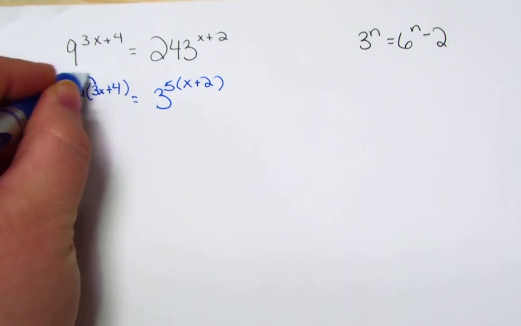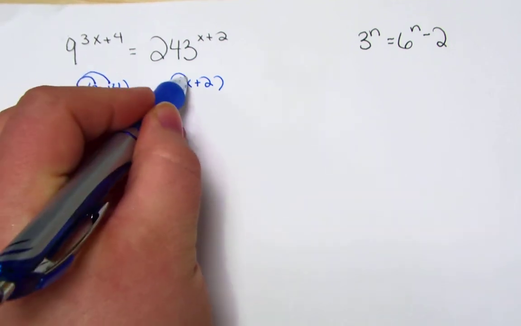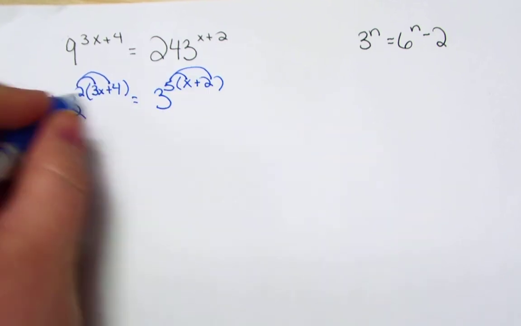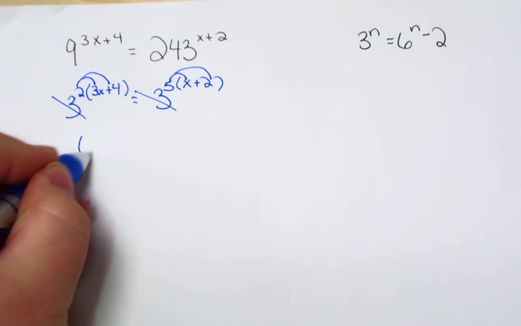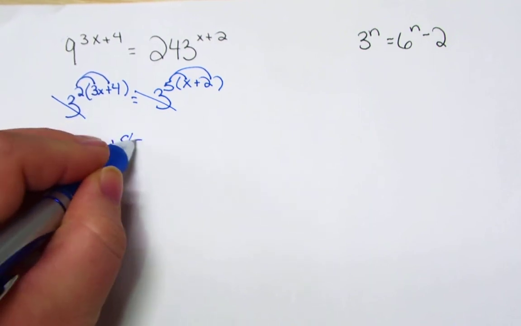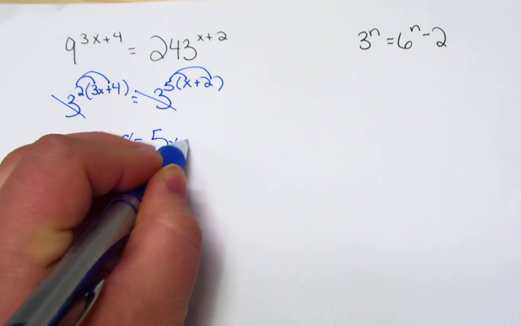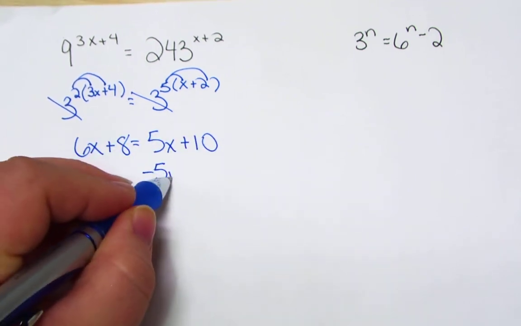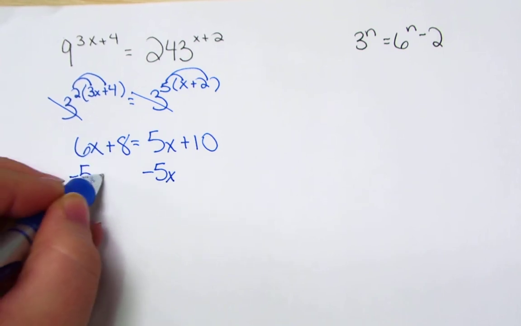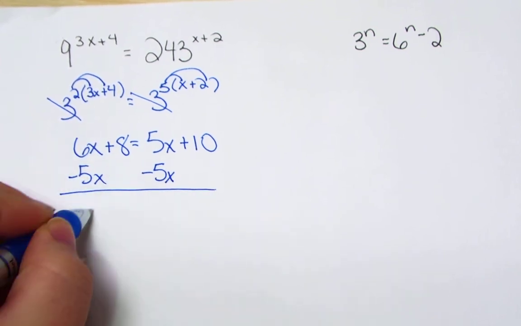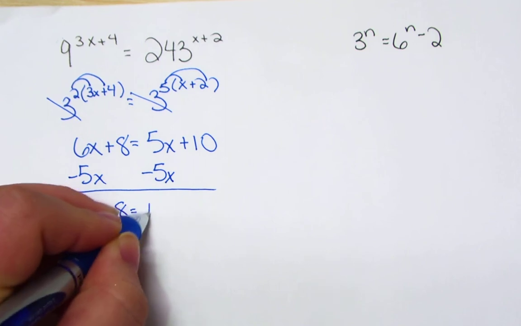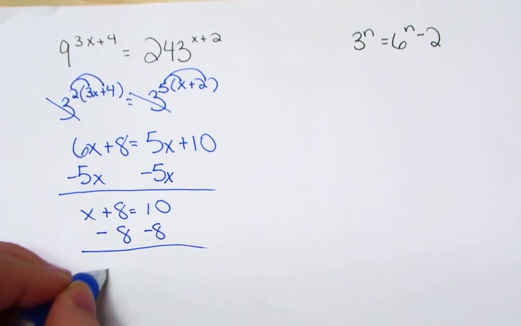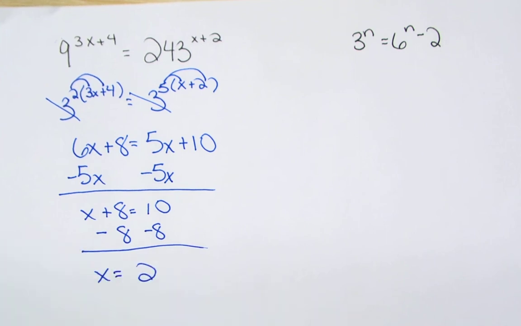Then I can distribute and ditch the base. So I have 6x plus 8 equals 5x plus 10. Now I'm just going to solve using my Algebra 1 skills. Subtract 5x from both sides. Subtract 8 from both sides. And I get that x is equal to 2.